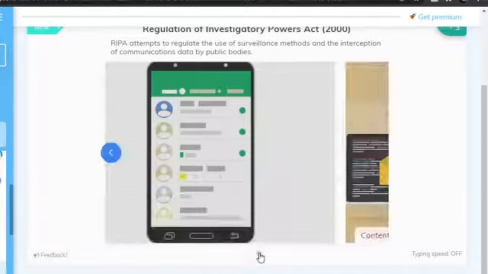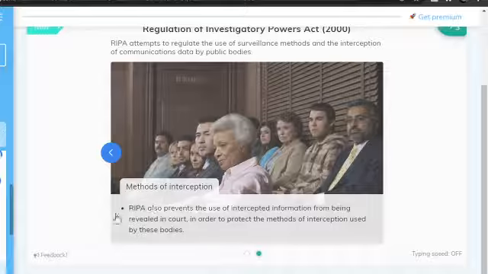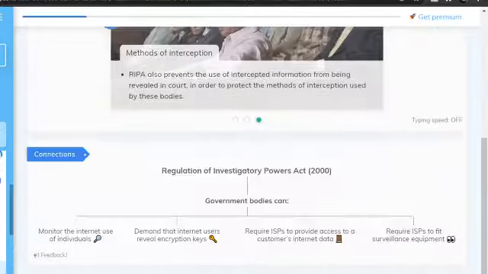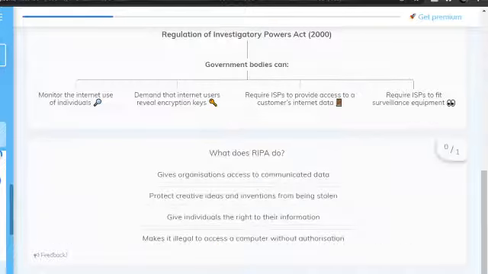And then methods of interception. It also prevents use of intercepted information from being revealed in court in order to protect the methods of interception made by these bodies. So obviously you can use the newfound information in court, but they won't tell you how they do it.